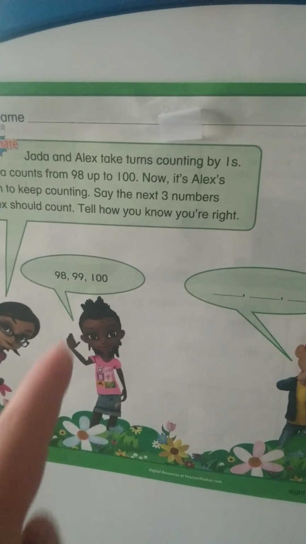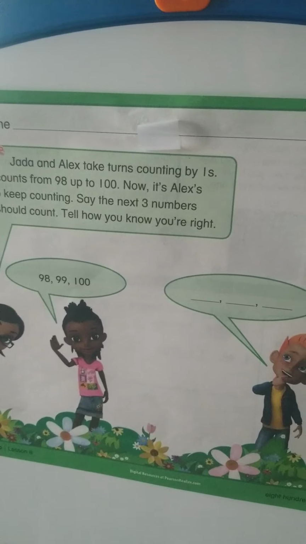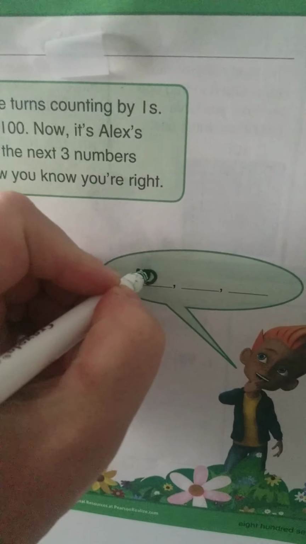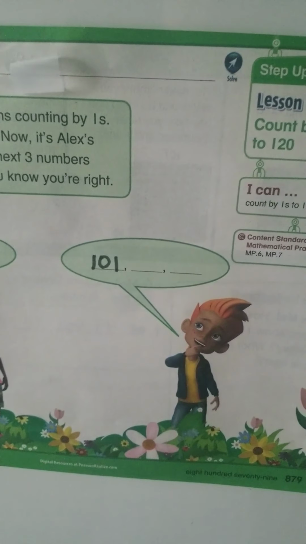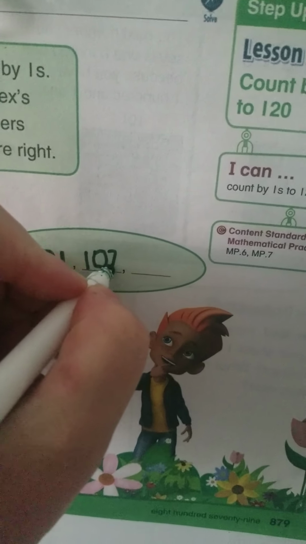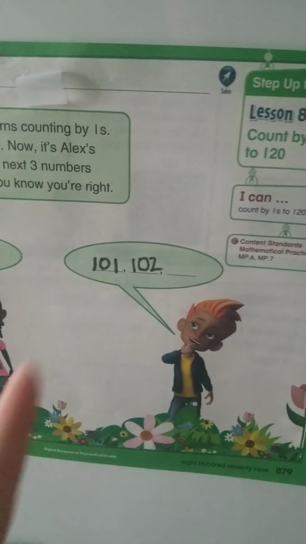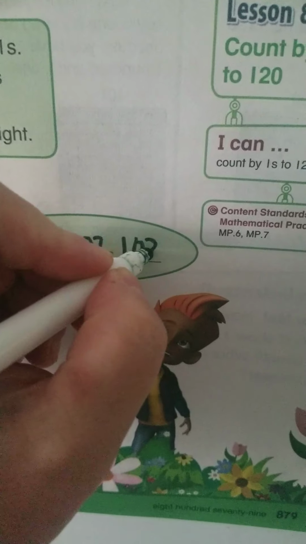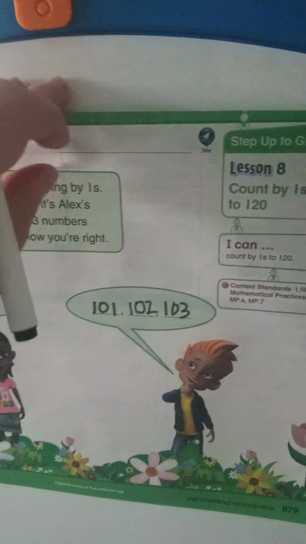Well, she stopped at 100. So what number comes after 100? You're right. 101. What comes after 101? 102. And what comes after 102? 101, 102, 103. You got it. Okay, that wasn't so bad.